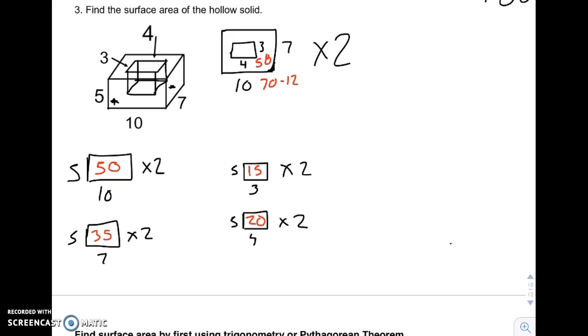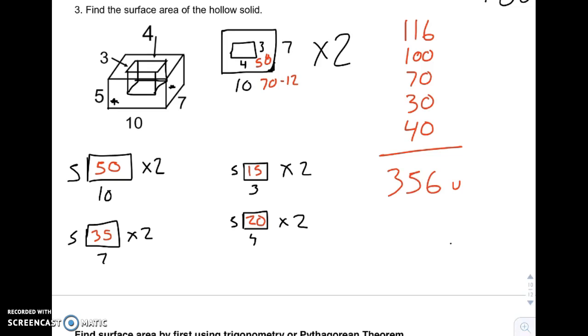And now we'll just start doubling everything. 58 times 2 is 116. 50 times 2 is 100. 35 times 2 is 70. 15 times 2 is 30. 20 times 2 is 40. So we're just adding all of this up. 116. And we end up with 356 square units.